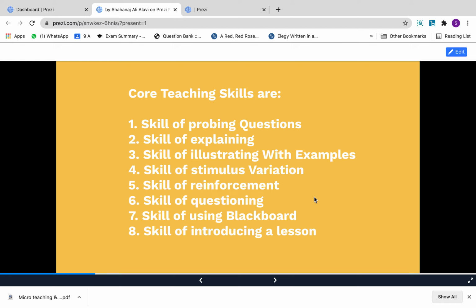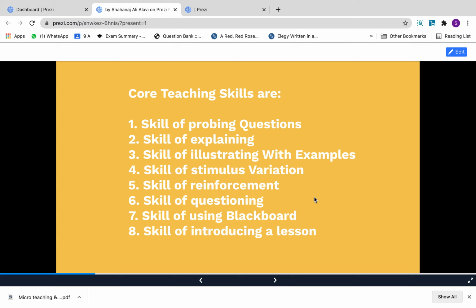And then the skill of questioning, that means, as I have already mentioned, the teachers use this skill of questioning in order to assess or evaluate the students. And another important skill is the skill of using the blackboard. We know that in every teaching learning setting, in a classroom, the blackboard is an important integral part of the teaching learning activity, and it is a skill to use this blackboard. The mastery of using this blackboard is very important. So it is also considered as one of the core teaching skills.